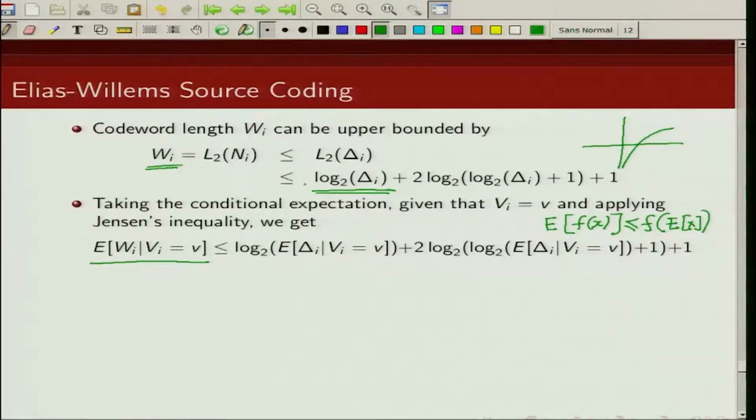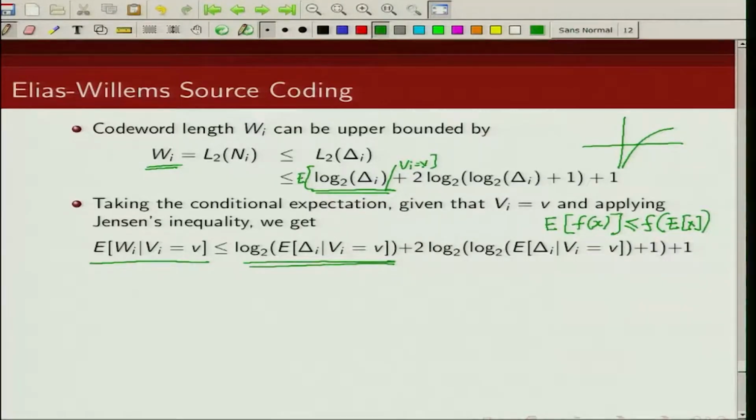So if we take conditional expectation of log of delta I to the base 2, given Vi is V, since log is a concave function, we can say expected value of this log function will be less than or equal to log evaluated at expected value of delta I. So that's why you see here. There are two steps involved here. We are first taking conditional expectation of this term, given Vi is V.